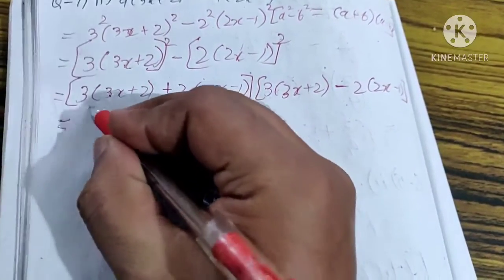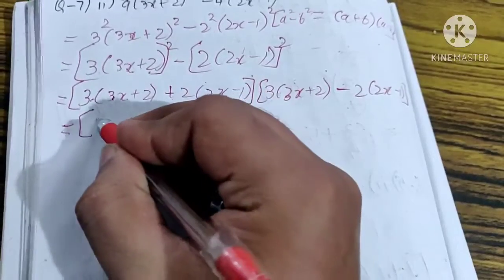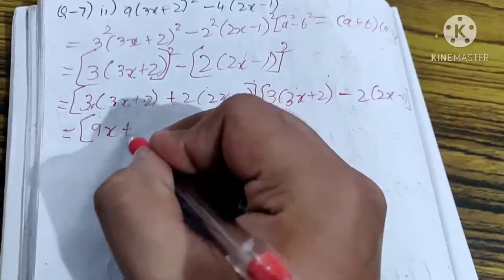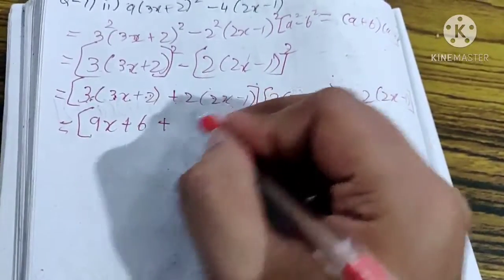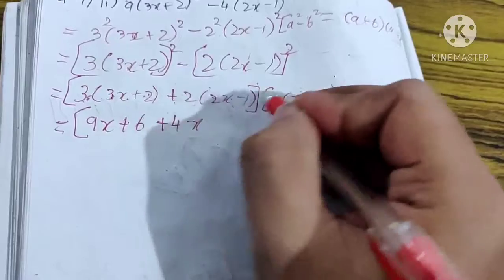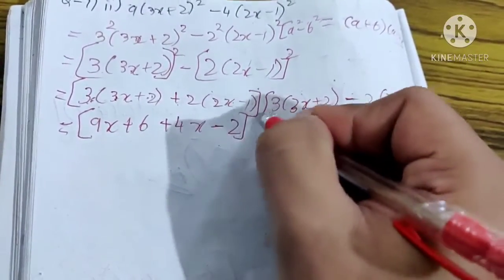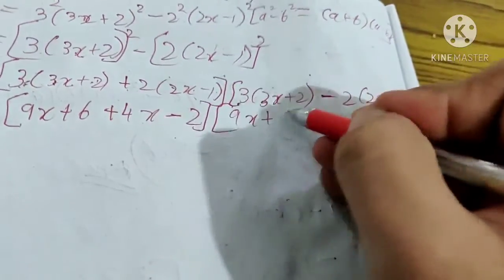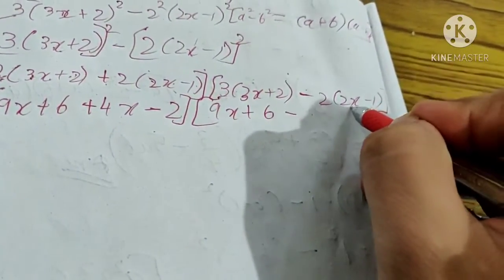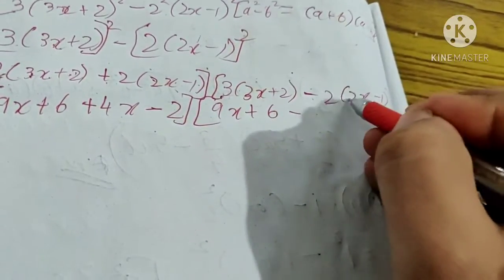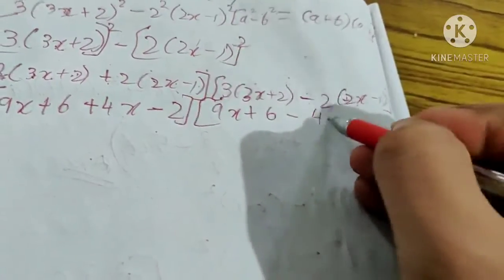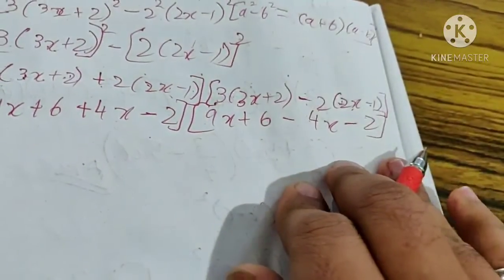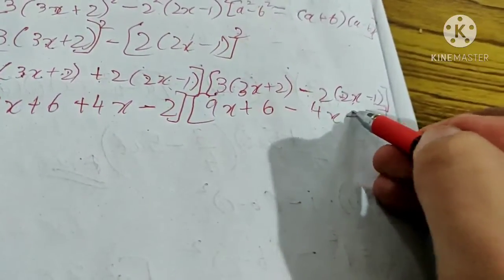So this means 3 into 3x, that is 9x. 3 into 2, 6, plus 2 into 2x means 4x, 2 into minus 1 means minus 2. This we have done in algebra. Then 9x plus 6, and minus 2 into 2x means minus 4x, minus 2 into minus 1, minus minus is plus, 2.